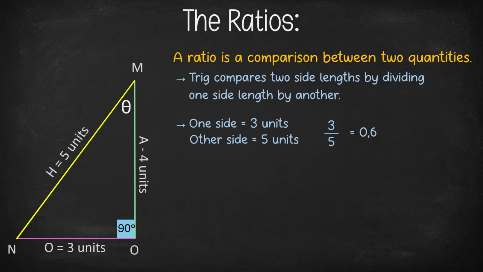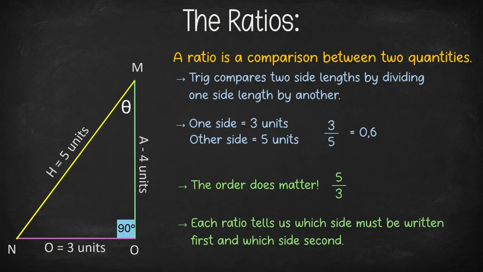One thing that is very important, the order does matter. The ratio of 3 to 5 is 3/5, and the ratio of 5 to 3 is 5/3. These are not the same comparison. This is important because in trigonometry, each ratio tells us exactly which side must be written first and which side must be written second.